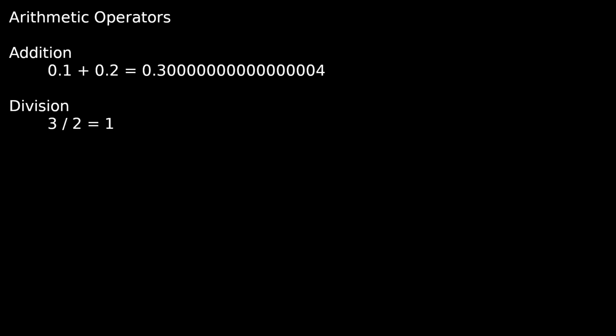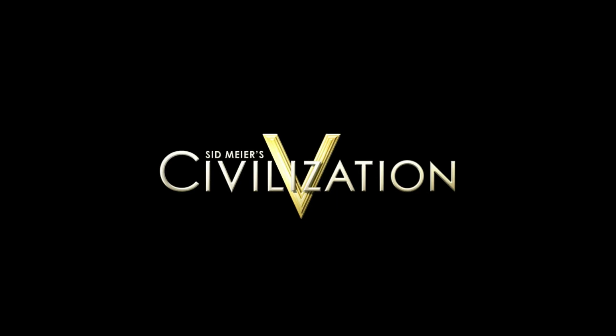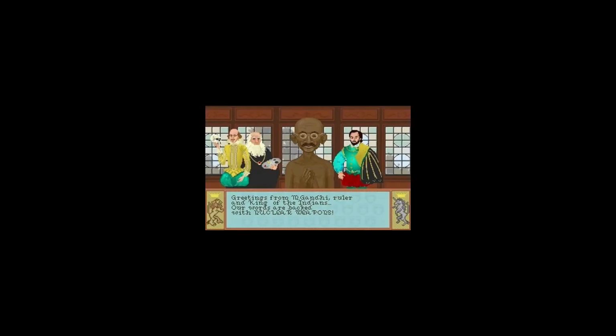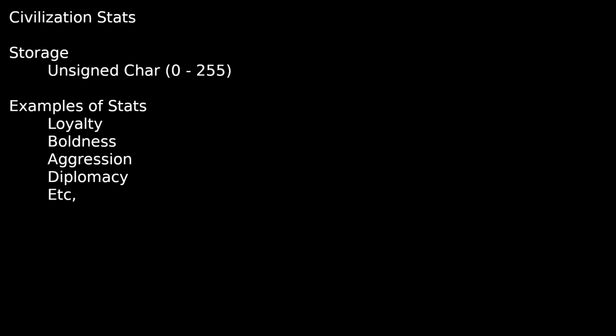This might seem all simple, but unfortunately the resulting values of some of these operations might not be what you expect. Let's take a look at the classic strategy game, Civilization. For those unaware, in one particular iteration of Civilization, Gandhi had a reputation for being a nuke-happy fiend. The explanation given for this observed behavior was simple. In Civilization, leaders have predetermined stats scaled from 1 to 10, and as a result, the developers ended up storing these values as unsigned chars with a value range of 0 to 255.